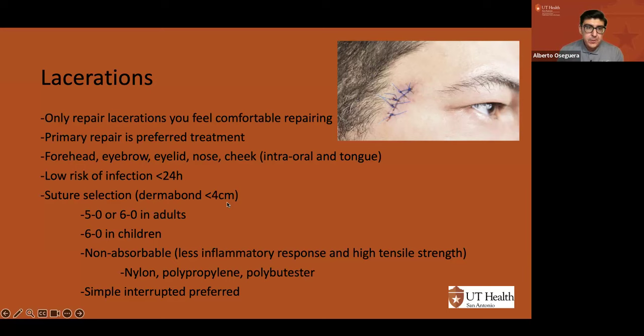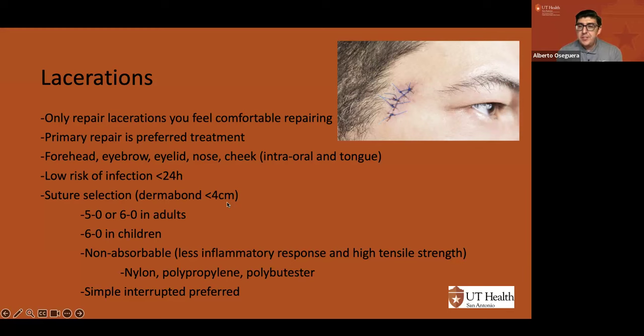And with the non-absorbable sutures, there's actually a less inflammatory response, which is why we prefer non-absorbable sutures on the face. The different types of sutures would be nylon, polypropylene, or polybutester. And those are just the different types of material that's used to make the suture. The type of repair would be simple interrupted is usually preferred.